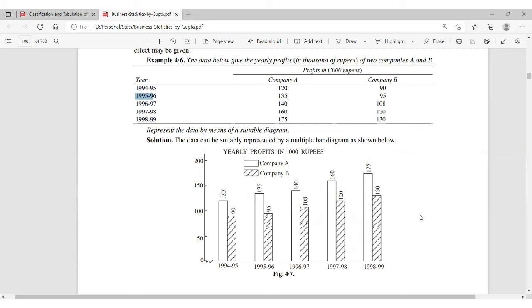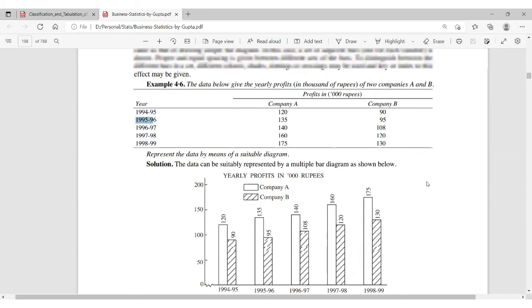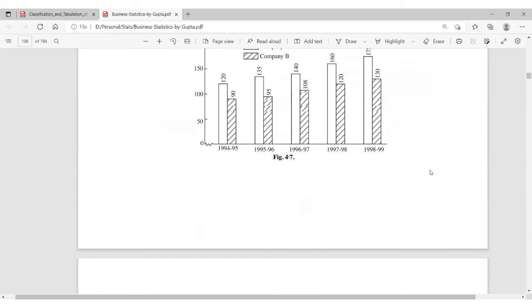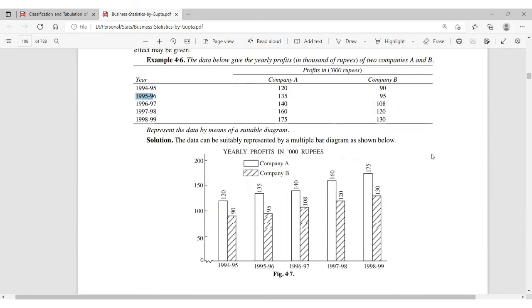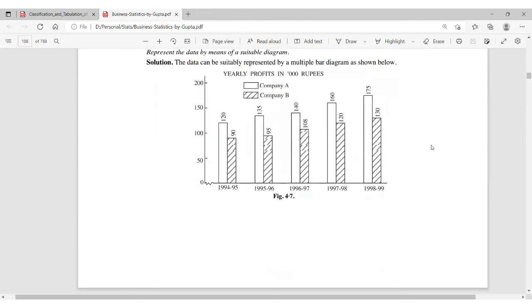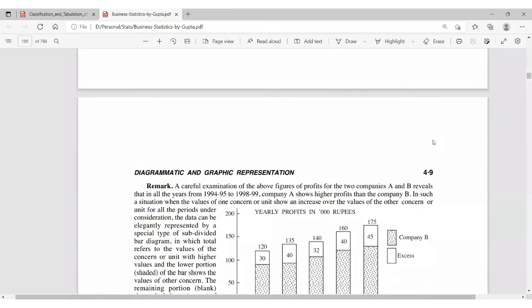Okay, this is a multiple bar diagram. If there were 3 companies, then there would be 3 bars. Got it?